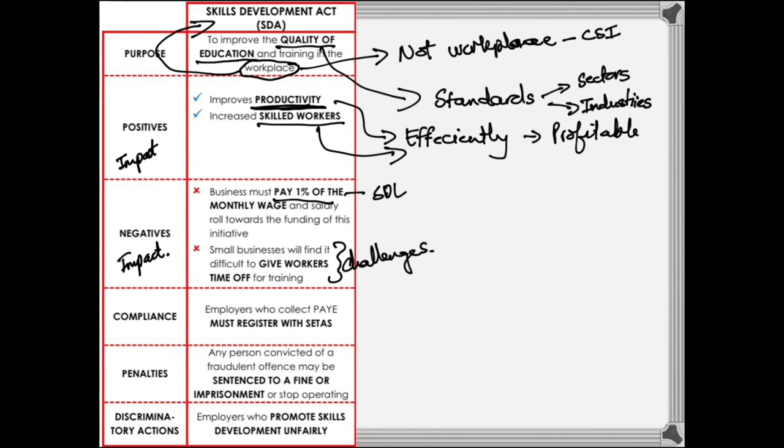So in order to comply with the Skills Development Act, the employers or the businesses must register with SETAs. SETAs, remember, is your sector education and training authorities, and they look after the specific training that happens in each one of the industries. So the penalties that can follow is any person convicted of a fraudulent offence may be sentenced to a fine or imprisonment, or they can actually stop them from operating. So for the business to discriminate against this particular act would mean that they look at unfair development of skills, or they restrict certain employees from actually doing this.